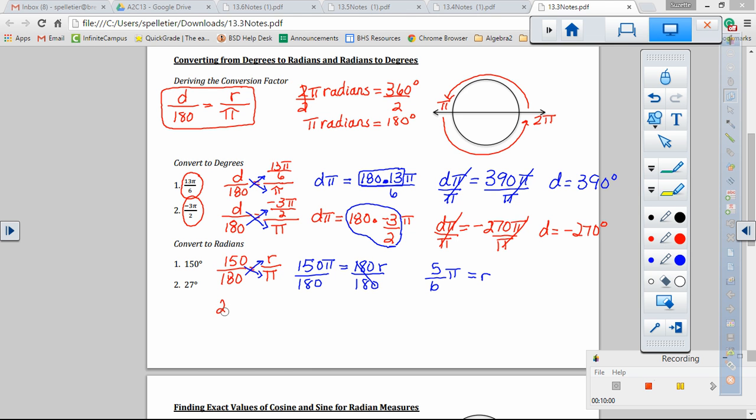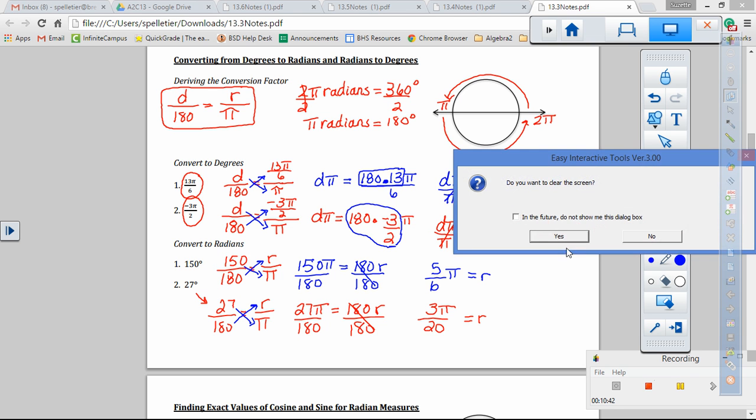We have 27 degrees, so 27 over 180 equals r over pi. And my markers are kind of big and take up some room, so I'm down here a little bit. We're going to cross multiply, top to bottom, bottom to top. 27 times pi is 27 pi. 180 times r. Again, to get r by itself, we got to divide by the 180. So we have to simplify 27 over 180. So we're going to get 3 pi over 20 equals r. Okay? So that is conversion from one to the other.